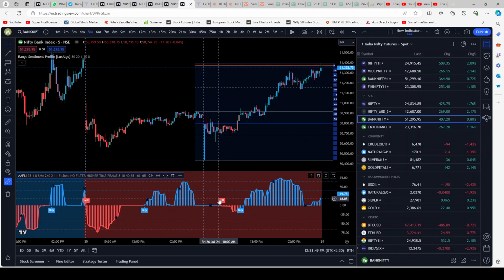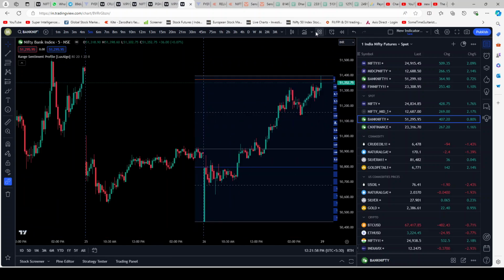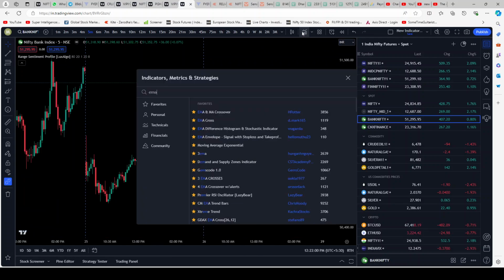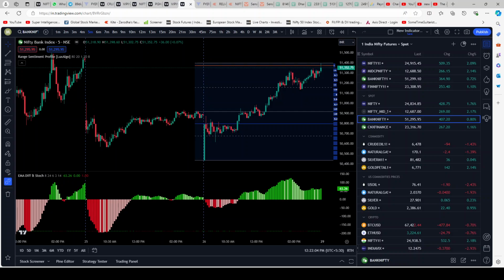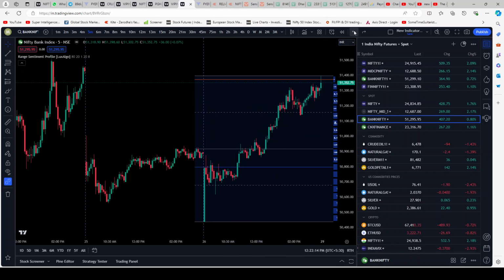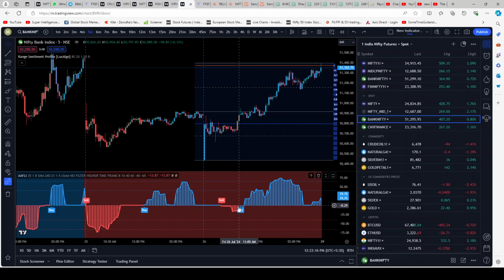indicator setup. The important indicator over here is range sentiment profile by Lux Algo. At the bottom, you can use this, or you can use the EMA defense scotch. Both do the same thing. Only thing over here is EMA defense scotch is not influencing the candle colors on top. In the other one, the candle colors on top is influenced. So it depends on how you like seeing things.